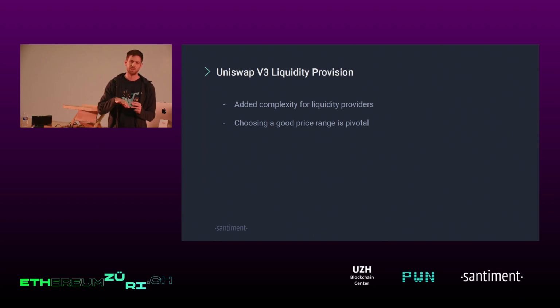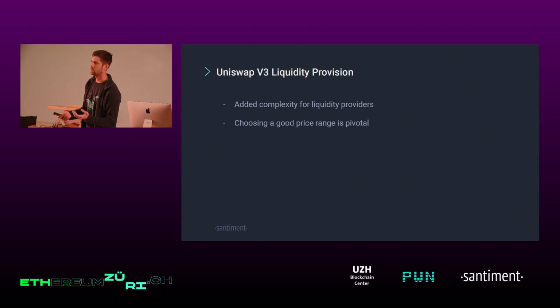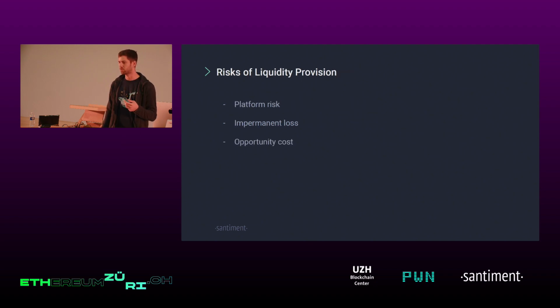Because if we look at this entirely from a liquidity provider's point of view, it makes liquidity provision a lot more complicated. Previously in V2, you pick the pool you're going to provide liquidity for, you provide liquidity, and that's it. Now with V3, you have to pick the pool, and then you have to make the most important decision, which is: within what price range do I provide liquidity? And that's not all that trivial.